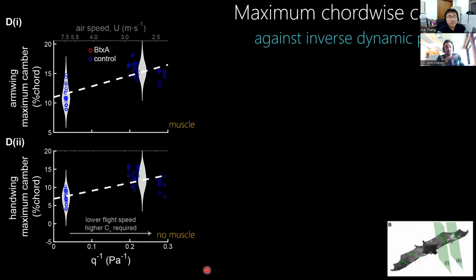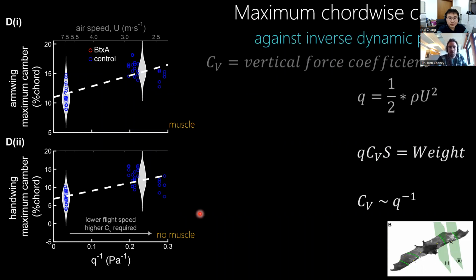And now this is kind of a busy plot, so I'll build it up slowly. So we measured maximum chordwise camber, which I've plotted here for the arm wing, here for the hand wing. Again, arm wing has muscle, hand wing has no muscle. And we're plotting it against inverse dynamic pressure. Now, that might seem a little odd, but I'll explain.